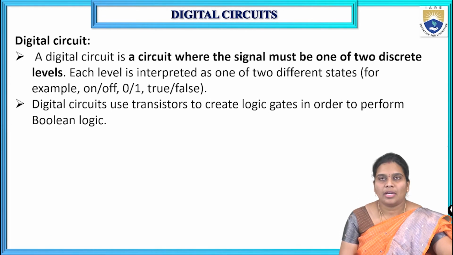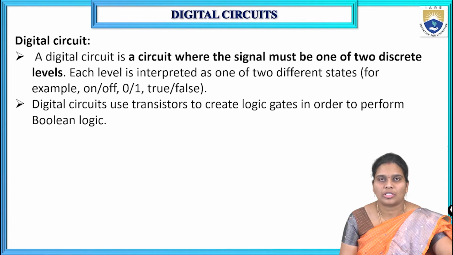Next is digital circuits. A digital circuit depends on one of two discrete values, that is, on or off condition, or zeros and ones. Indirectly, a digital circuit depends on binary values, where we have zeros and ones, either true or false, or on and off condition. So it depends on Boolean algebra.